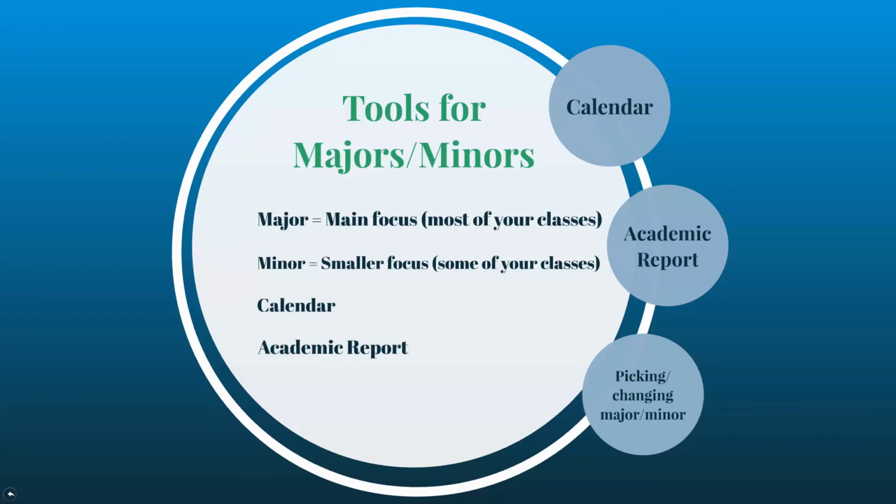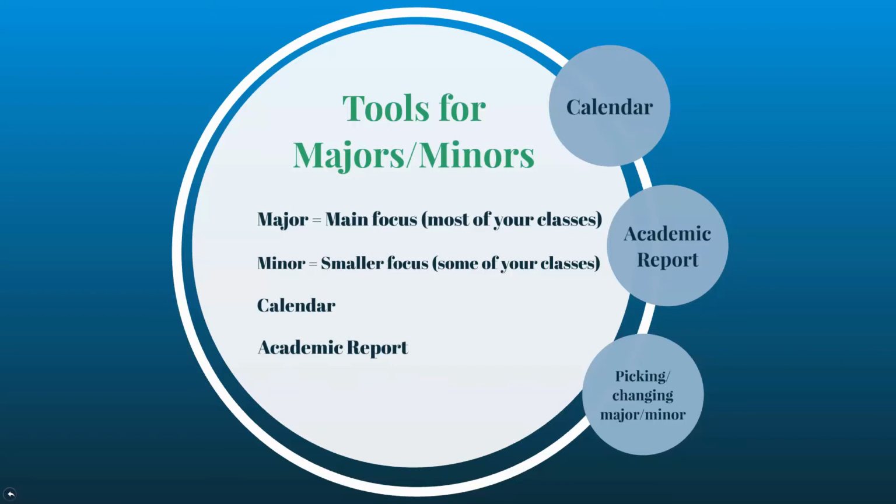Now let's move on to major requirements. To clarify, a major is the main focus of your degree. It's what the majority of your classes are in. For instance, if your degree will be in psychology, you have a major in psychology. Minors are a smaller focus, meaning you take fewer classes in this area.